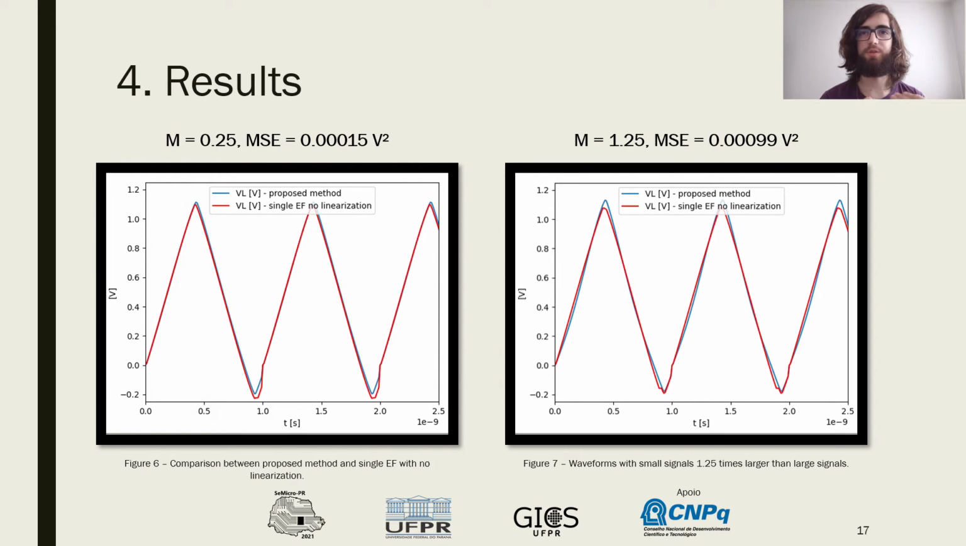To establish a difference between small signals and large signals, a variable m was set to multiply the small signals component. When using an m equal to 0.25, the simulation presents a mean square error, MSE, of 0.00015 volts squared in comparison to a single EF without linearization. This is shown on the left. But when using an m equal to 1.25, the MSE increased to 0.00099 volts squared, shown on the right. This exemplifies how this method only works if small signals are valid for the independent sources.